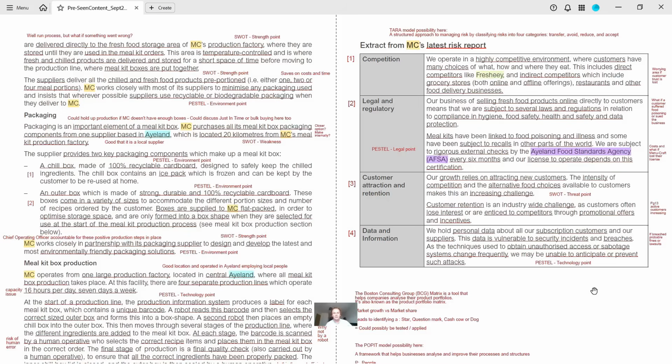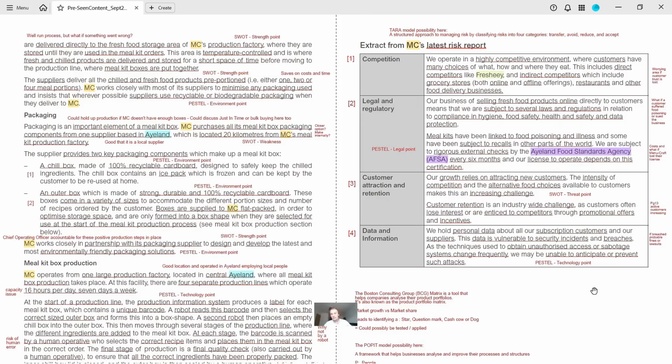So this is all about personal data, the subscription of the customers and suppliers. Data is vulnerable to security incidents and breaches, and unauthorized access or sabotaging of systems can be a major risk because the data and packages are changing so frequently, and they're unable to anticipate or prevent such attacks. So again, you've got PESTLE on there from a technology point of view, and if they are actually breached, the probability of fines and lawsuits would definitely be increased.